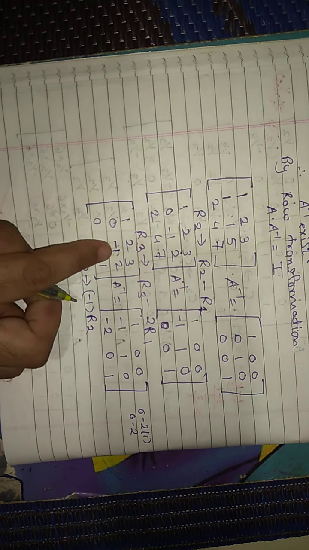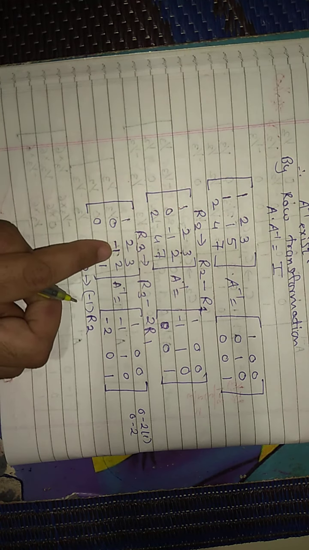Now the next step, 0 0 we convert already, 1 0 0 1 0. Now this 2 we have to convert as a 0. So 2 is present in R1 row. So R1 row changes to R1 minus 2 times R2, because we have to use the R2 row only.